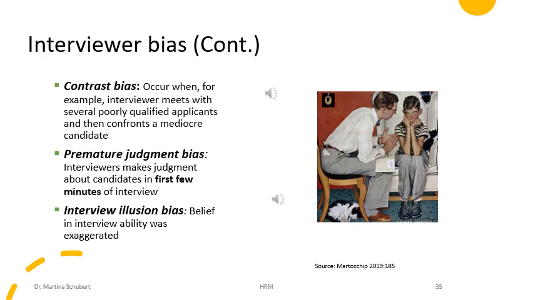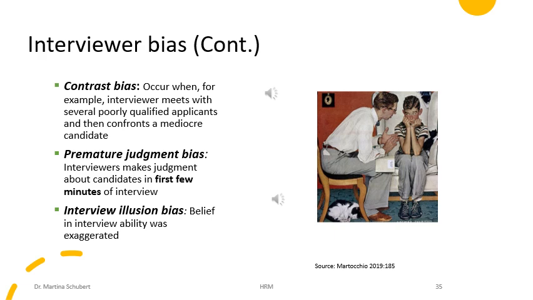The opposite can also occur. Suppose that a clearly outstanding candidate is followed by a very poor candidate. The second candidate may not be considered even if the first candidate turns down the job offer. The premature judgment bias suggests that interviewers often make judgments about candidates in the first minutes of the interview. And the interview illusion bias is closely related to this premature judgment, but not the same.